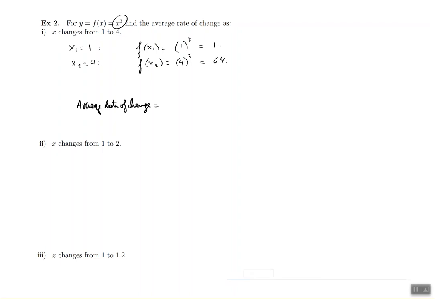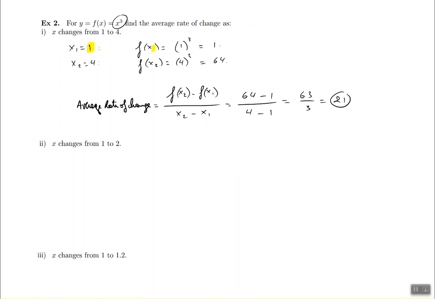So now the average rate of change is going to be given by the fraction f of x2 minus f of x1 divided by x2 minus x1. This is literally the rise over the run. This is y2 minus y1 over x2 minus x1. So the y of the second point was 64, y of the first point was 1, divided by the x of the second point, which was 4, minus x of the first point, which is 1. So this is 63 divided by 3, which I believe is 21 at the end. So that's very straightforward. That's it.